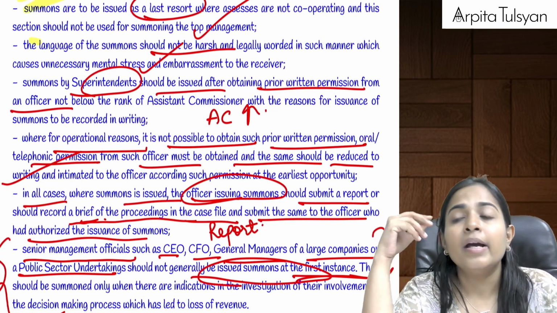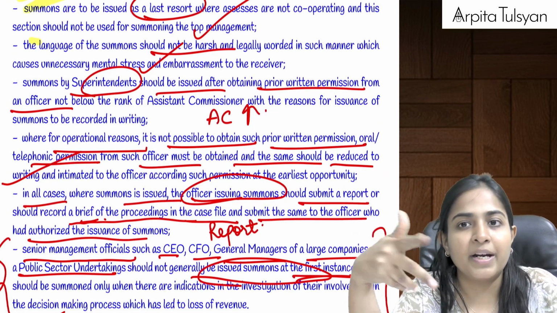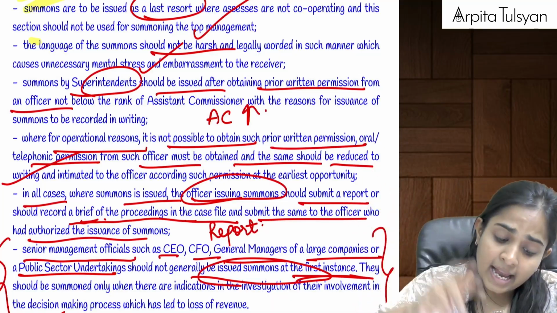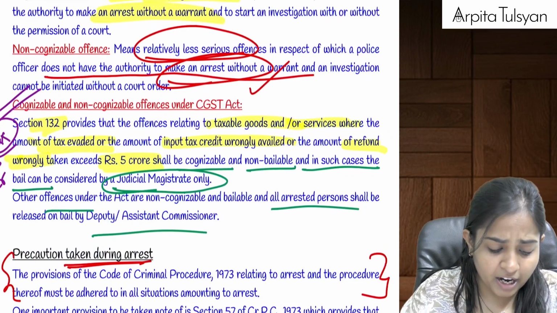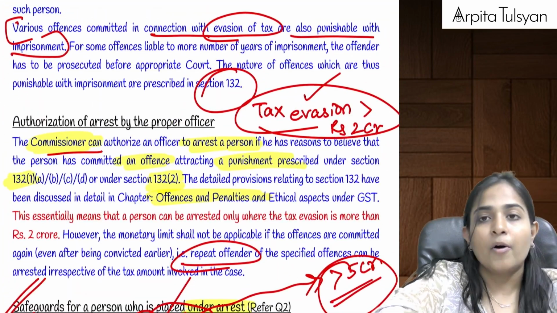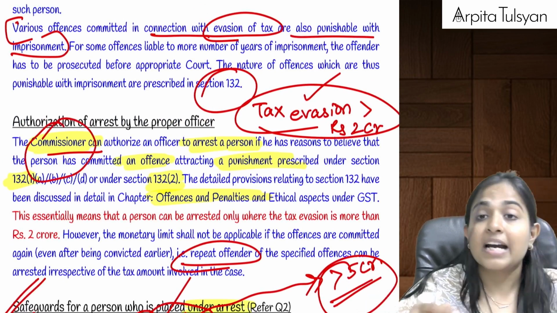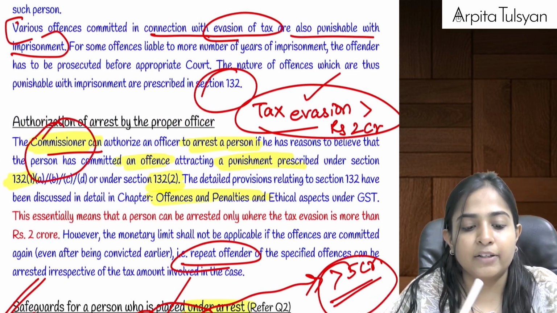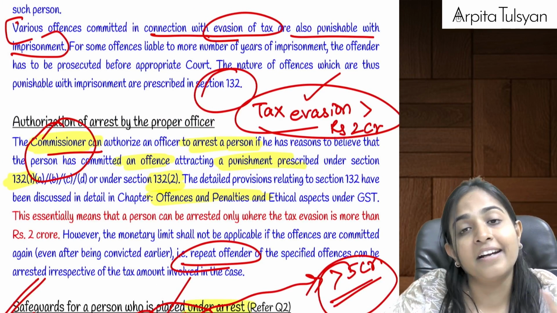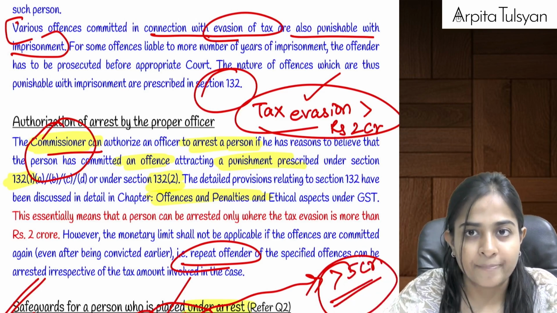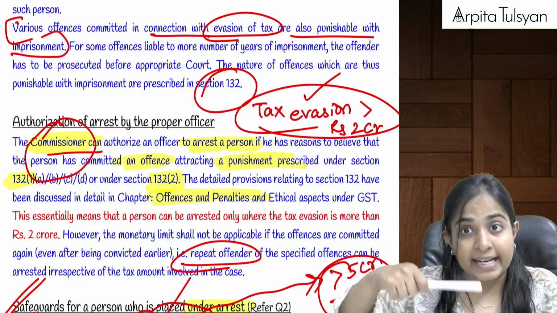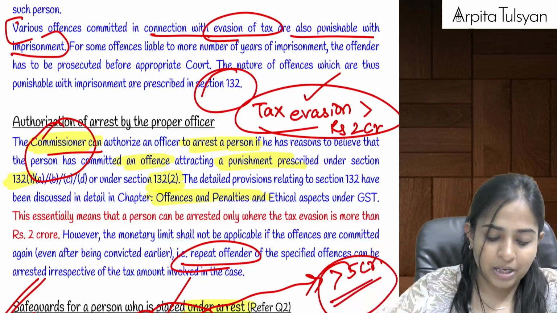Now, just like we have been studying who can do inspection, who can do search and seizure, who can do arrest, etc. Yes, I think I missed one point in case of arrest. Arrest order can be passed by whom? An arrest order can be passed by a commissioner. If you want, I'll summarize it for you. Inspection can be done by a proper officer, but after taking a written authorization from JC or above. Search and seizure has to be authorized by JC or above. Arrest can be authorized only by a commissioner.